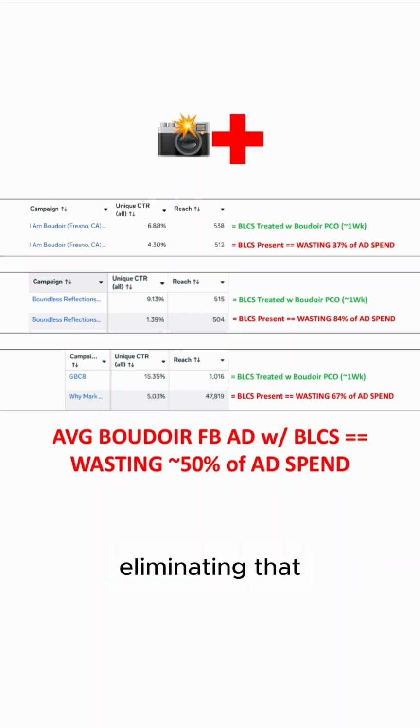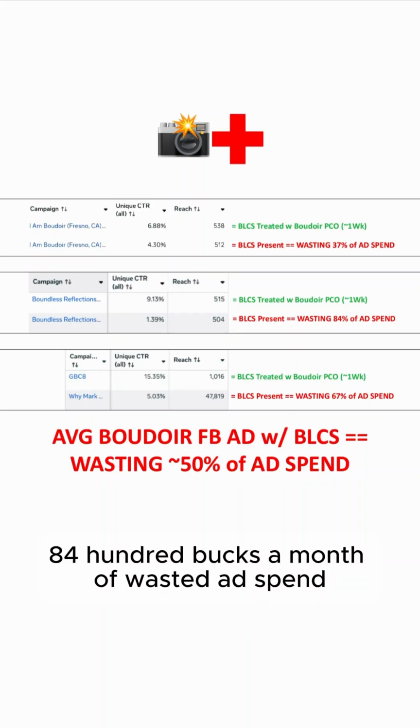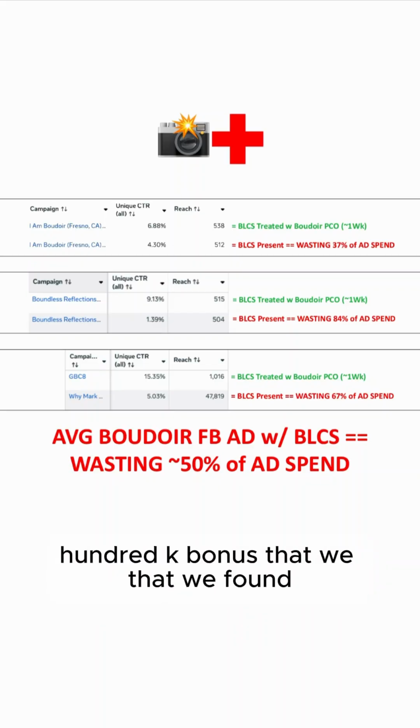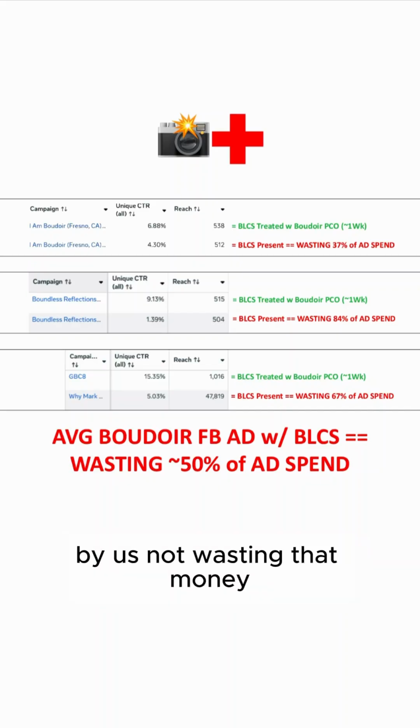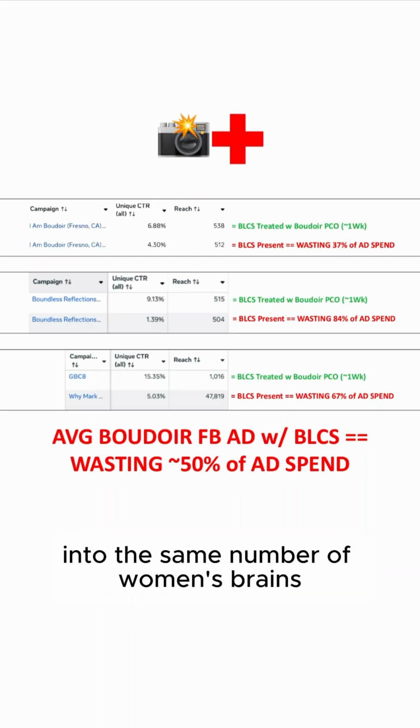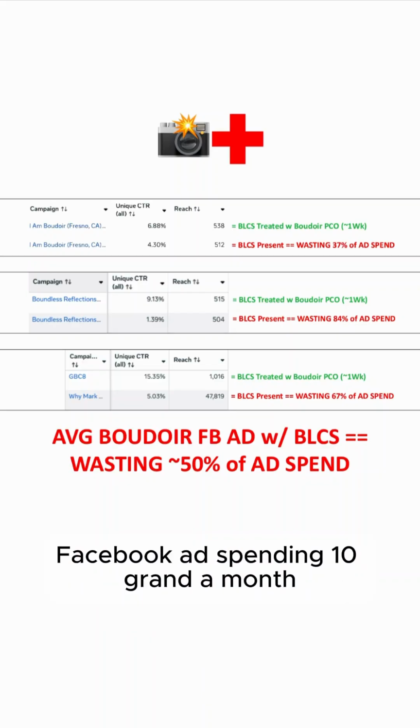So what are we doing here? Eliminating that $8,400 a month of wasted ad spend, pocketing that. That's like a 100K bonus that we found by not wasting that money and spending $1,600 a month with the new Boudoir PCO treated ad. We're getting our ad into the same number of women's brains as the original Boudoir Facebook ad spending 10 grand a month.